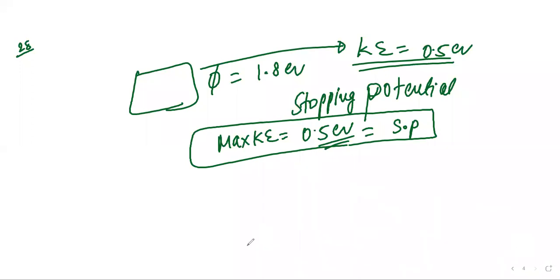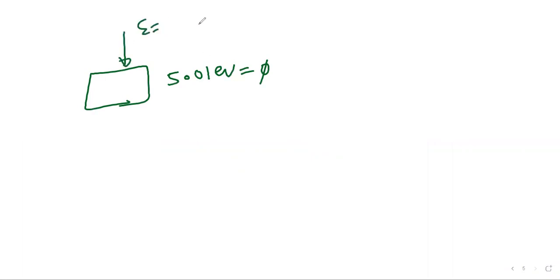Now look at the next one, 29. 29 is talking about the potential difference that must be applied to stop the fastest photoelectron emitted by a nickel surface having work function. The work function value is given, 5.01 electron volt. When ultraviolet light of 200 nanometer falls on it. So the wavelength of the light falling down is given, that is 200 nanometer.